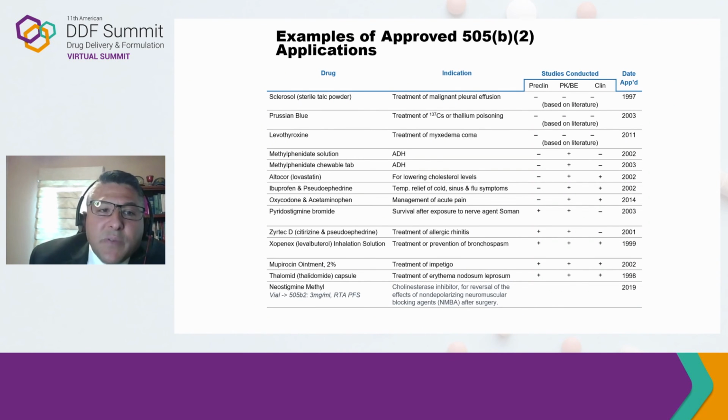There are many examples of approved 505(b)(2) applications, and here I listed a few. I also showed some of them that required preclinical studies versus PK/BE studies versus clinical studies, and the dates that they were approved. But I give some more recent examples as well.